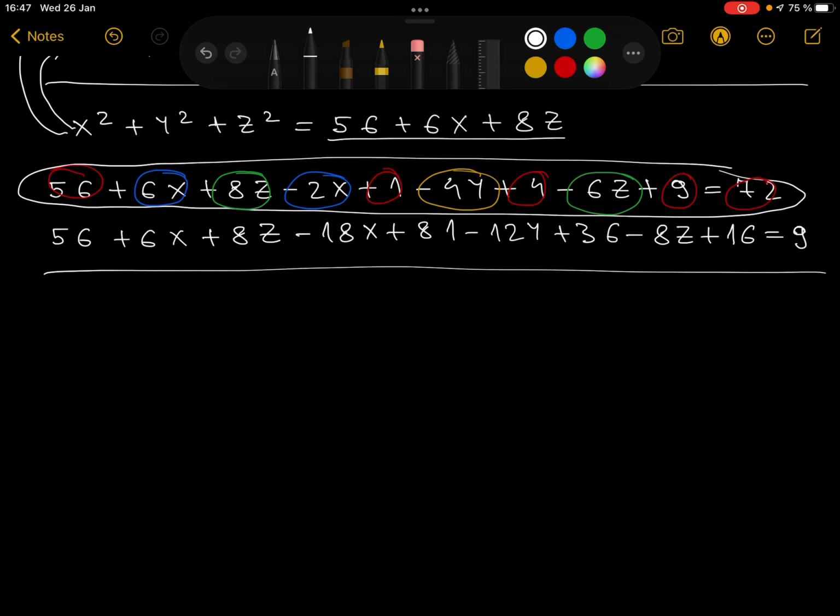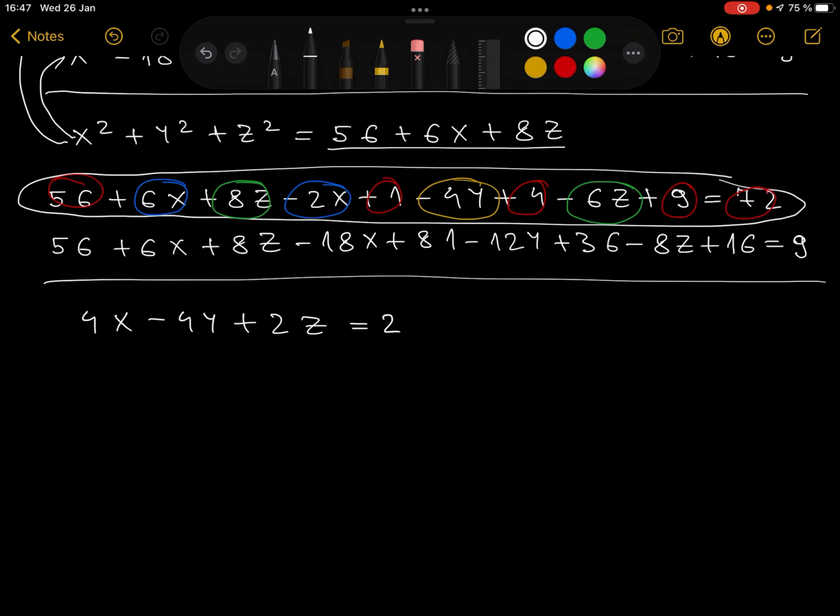Okay, once we've done that, we'll have 6x minus 2x, which is the same as 4x, minus 4y plus 2z is equal to, let's just go ahead and do this, 56 plus 1, which is the same as 57, plus 4, which is the same as 61, plus 9, which is equal to 70. Negate that, put it on the other side, and we'll just get 2.